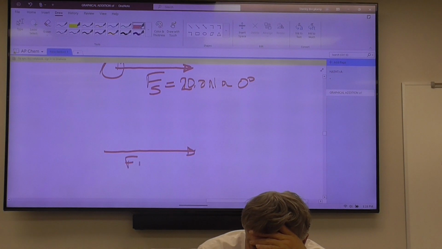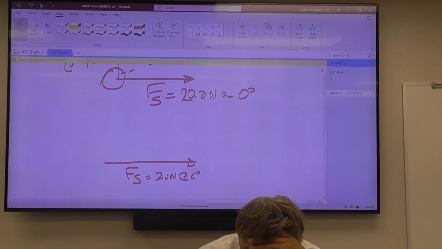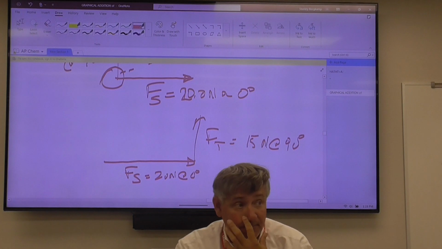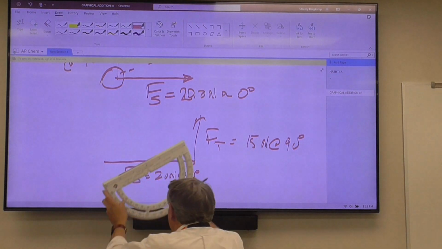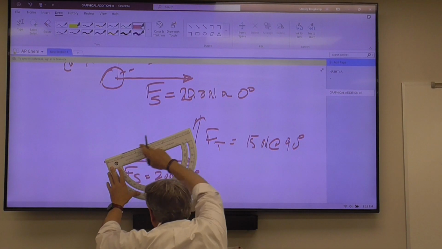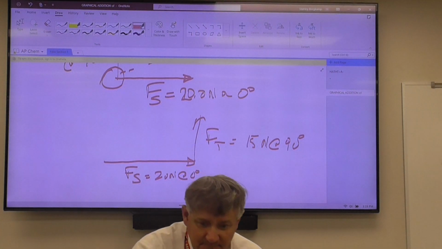Now, to actually do the tip-to-tail method, I'm going to draw Sydney's first, 20 newtons at 0 degrees. Now, from the end of this, I'm going to draw Thatcher's, which is going to be 15 newtons at 90 degrees. When you draw the resultant, you are going to take a ruler, and you're actually going to draw this line, okay?